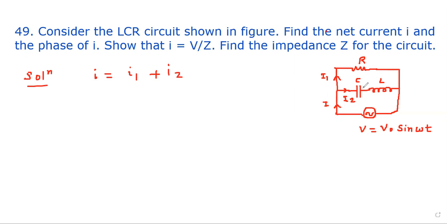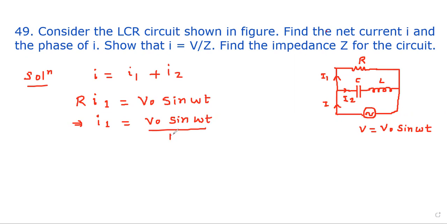Now, if we consider the circuit starting from this voltage source and this external path where resistance R is there, we get R times I1 equal to V0 sine omega t, which will give I1 equal to V0 sine omega t divided by R. Suppose this is equation number 1.